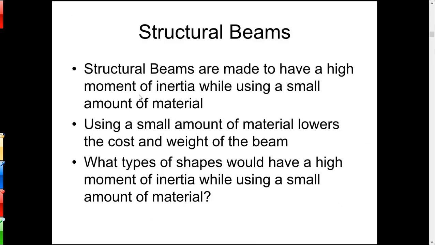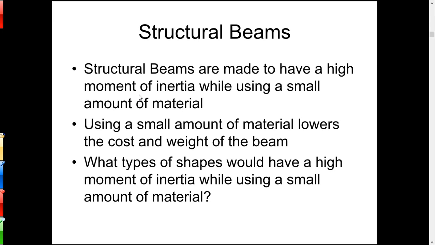All right, if you're going to make a structural beam, what you want to have is a high moment of inertia while using a small amount of material. Okay? You want as much moment of inertia as you can get because that helps you resist bending for the smallest amount of material you can use, because using a small amount of material lowers the cost and the weight of the beam. Okay?